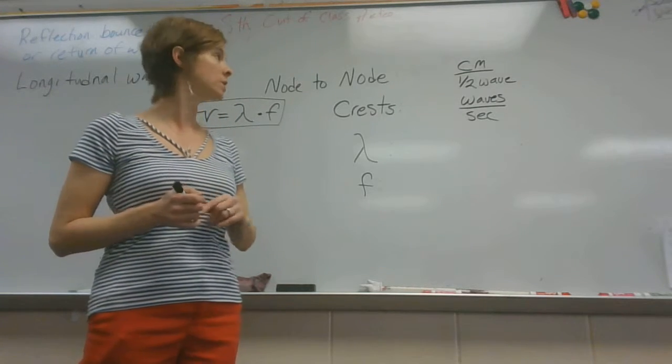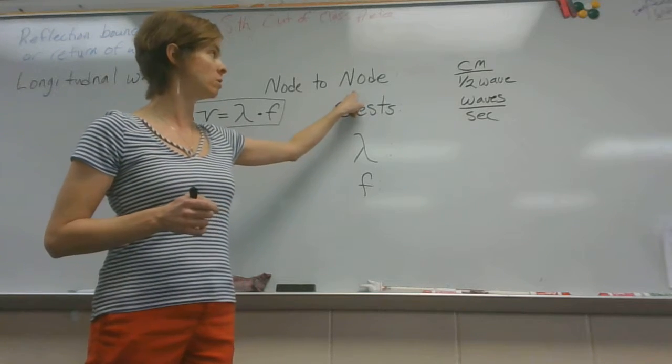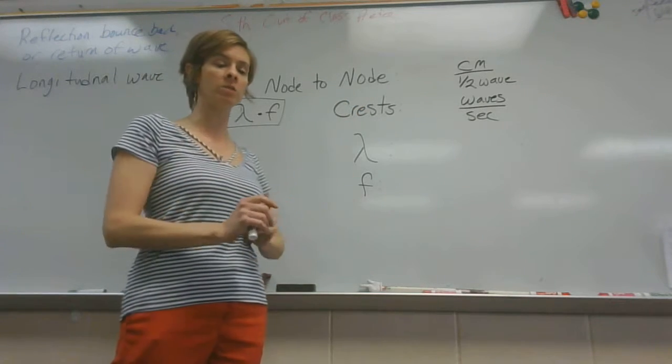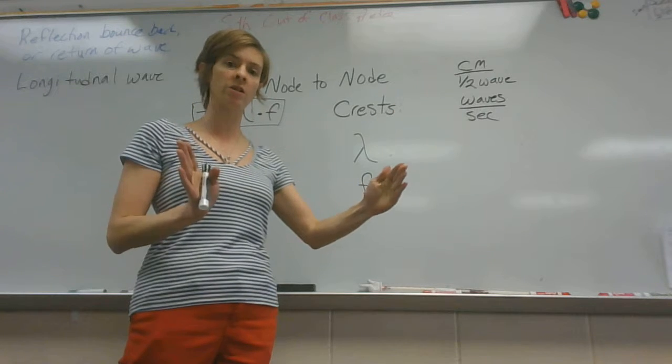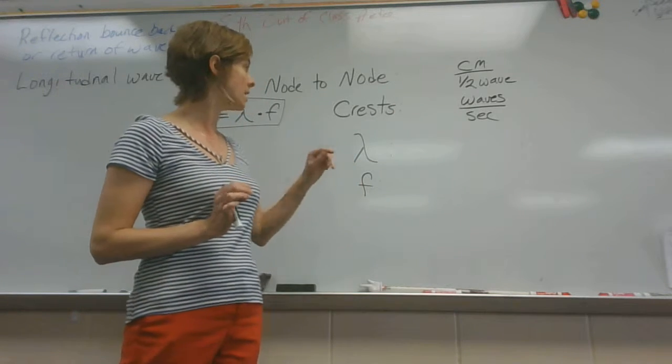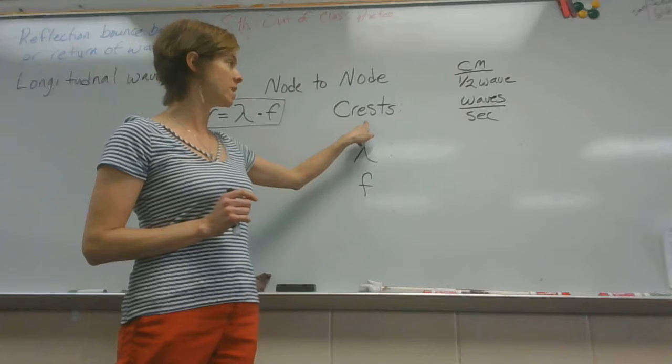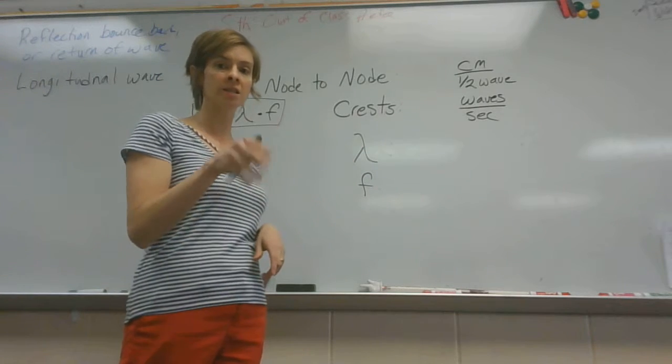You measured node to node. And so when you were doing your slinky, that was where it crossed the resting line. You made those marks and you measured with your ruler. And then we also measured how many times that wave crested in 10 seconds.